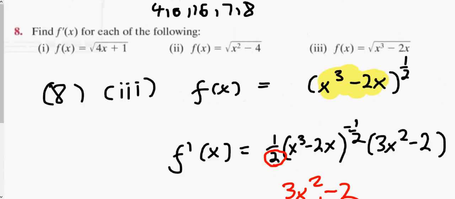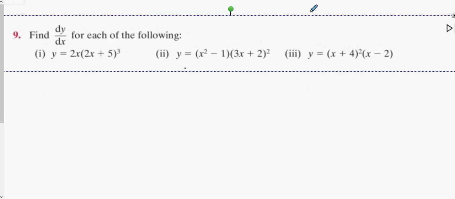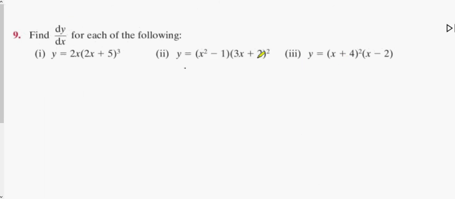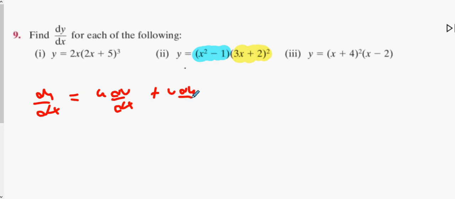So, next question we're going to try is 9. 9's pretty hardcore, okay? So, we'll do 9 part 2. Now, what type of rule are we using? Is everybody happy we're using the product rule? Okay, so the y dx equals u times the v dx plus v times the u dx, okay? But there is a catch. See the yellow part? What rule is the yellow part? Chain. So there's a chain in there as well.